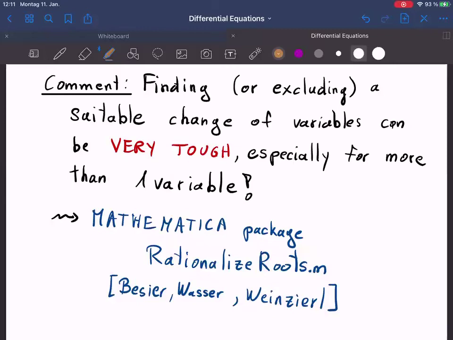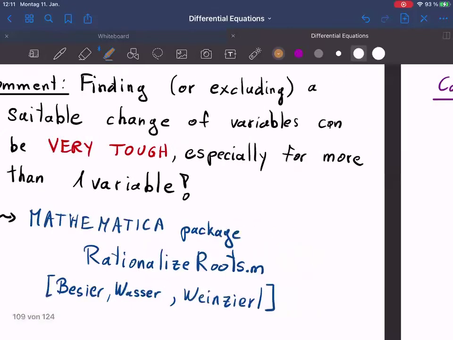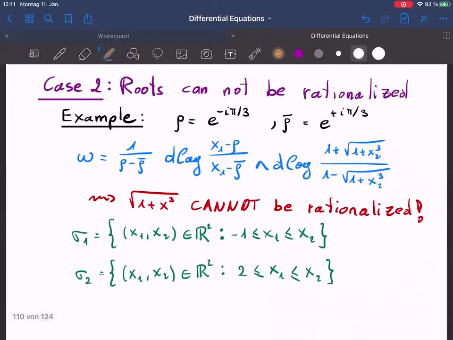So then there's the question, what happens if you cannot rationalize it? There are cases where you can actually prove mathematically that there's no change of variable whatsoever that would rationalize the root. So what can happen? The roots cannot be rationalized. And I give you an example here. While the example may look a bit artificial, the lesson you learn from the example, I think, is important. So as an integrand, I take 2 d logs: 1 d log, 2 d logs.